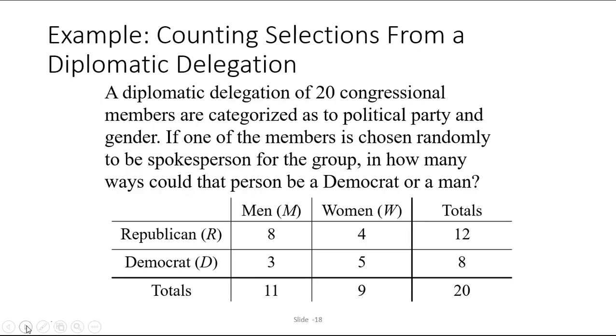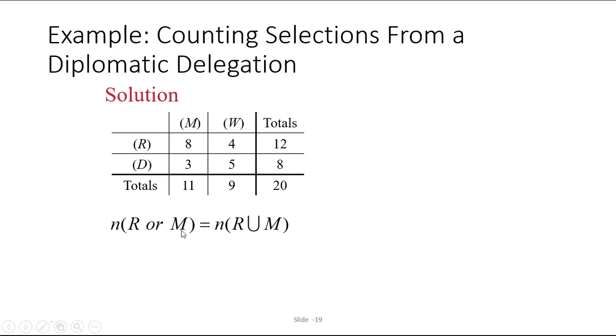Another example. A diplomatic delegation of 20 congressional members are categorized as to political party and gender. If one of the members is chosen randomly to be spokesperson for the group, in how many ways could that person be either, and actually I want to change this problem, a Republican or a man? So the number of ways to be a Republican or a man is the same thing as asking for the number in the union of R and M.